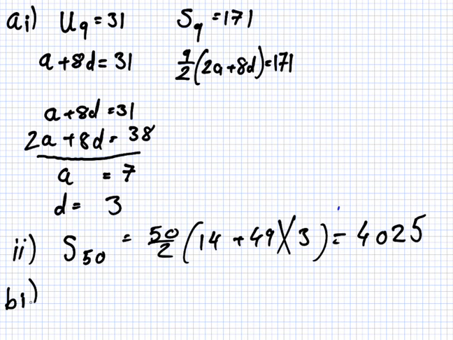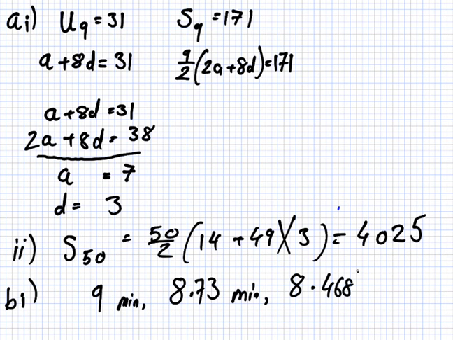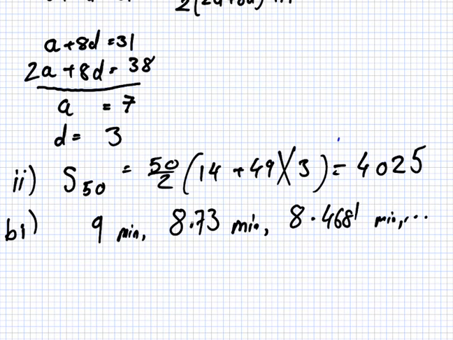B part 1. A gardener takes 9 minutes to plant a tray of seeds. With practice they can plant each subsequent tray in 0.97 times the time of the previous one. So they're saying first he takes 9 minutes to do the job, and then when he does it again he can do it faster, 8.73 minutes, and then when he does it again even faster, minutes, etc. So this is a geometric with A equals 9 and R equal to 0.97.